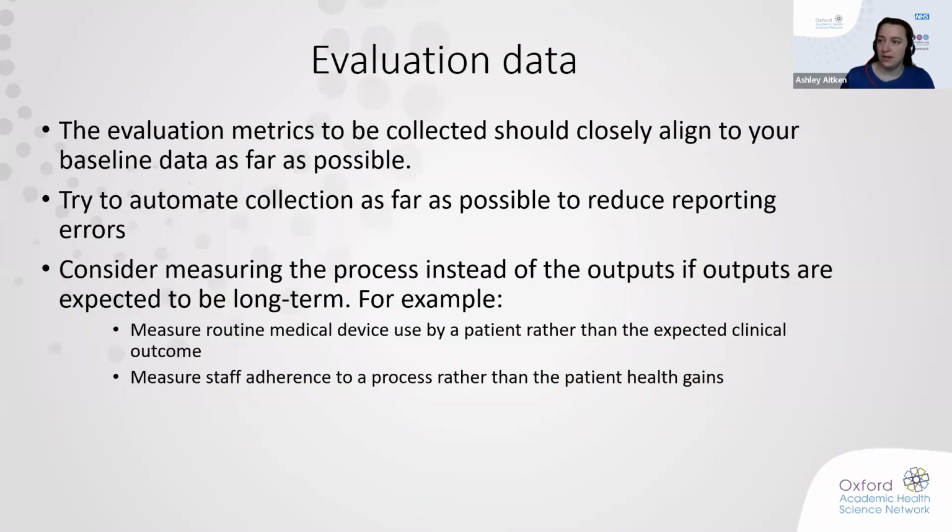So when we're looking at evaluation data, the data that you're collecting as part of your evaluation needs to be as closely aligned to your baseline data as possible. So you're comparing apples with apples. And as far as possible, try and automate that collection. So if you've got something that will integrate into the NHS IT systems, and they'll let you integrate for the sake of an evaluation, try and get as much data out of that as you possibly can. Try and get as much data out of an app or AI or whatever it is that you're trying to implement as you possibly can.